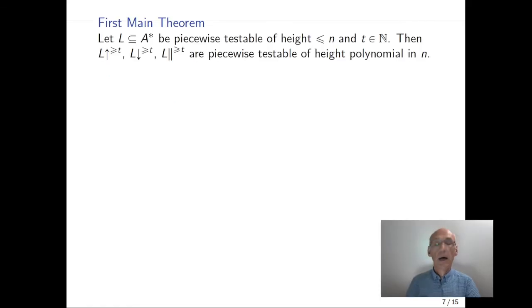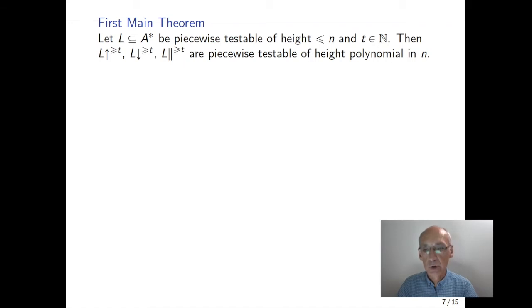And now, the first main theorem that in particular language theorists should look at. Let L be a language that's piecewise testable of height at most n, and let T be a natural number, a threshold. Then the threshold upward closure, the threshold downward closure, and the threshold incomparability set, all with respect to T, are piecewise testable of height polynomial in n.